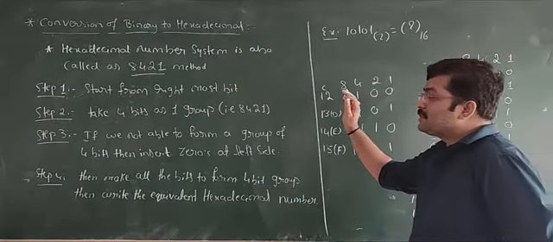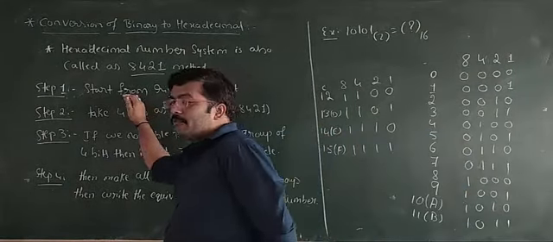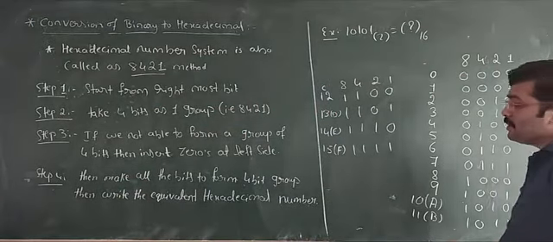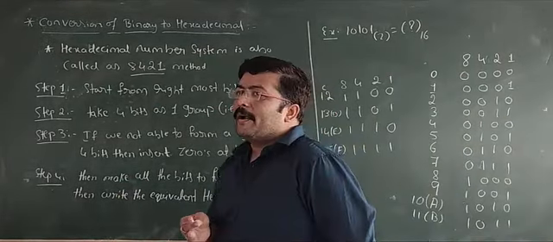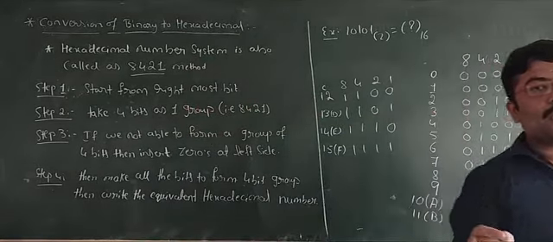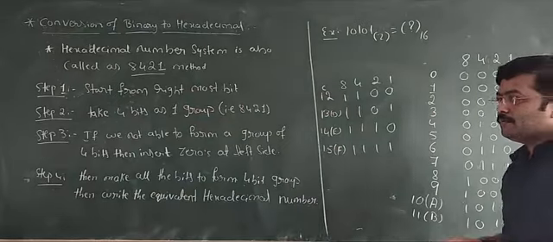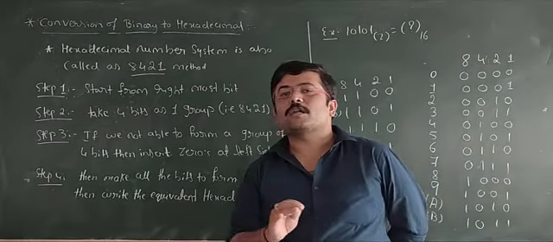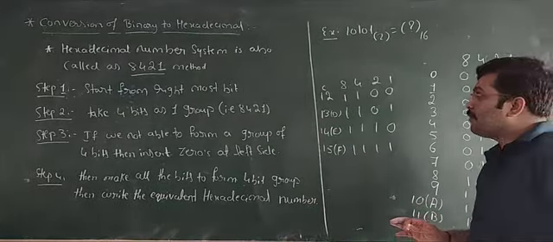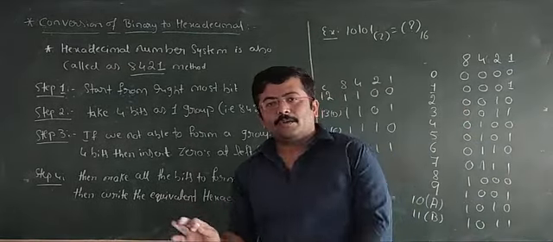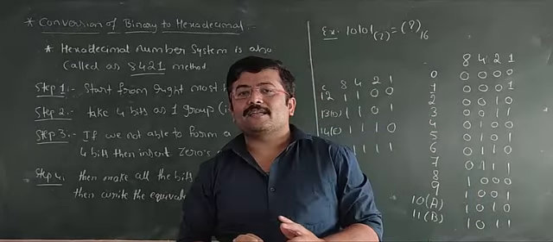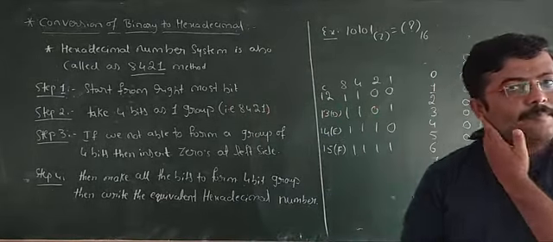So next, step 1, start from the rightmost bit. In the previous conversion I already told you how binary is converted to an octal number. The first step is to start from the rightmost bit. For the integral part I should start from the rightmost bit, and for the fractional part I should start from the leftmost bit. Fine. So let us take an example in the form of an integral part.